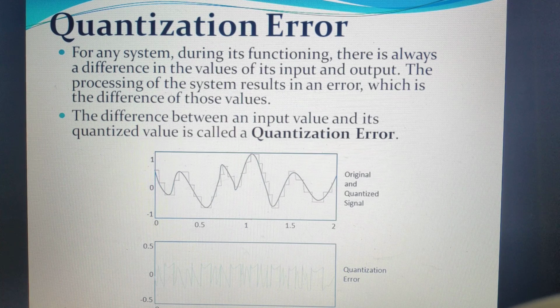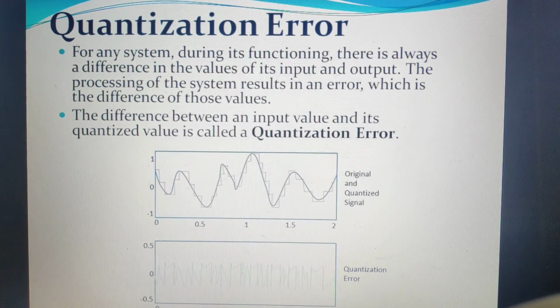The next slide is about quantization error. For any system, during its functioning, there is always a difference between the values of its input and output. Mainly, the quantization error is the difference between the input value and its quantized value. It is the difference between the input which we have given and the output which we have got after quantization of the discrete signal. So here we can see the quantization error. There are quantization levels and the error will appear like this.